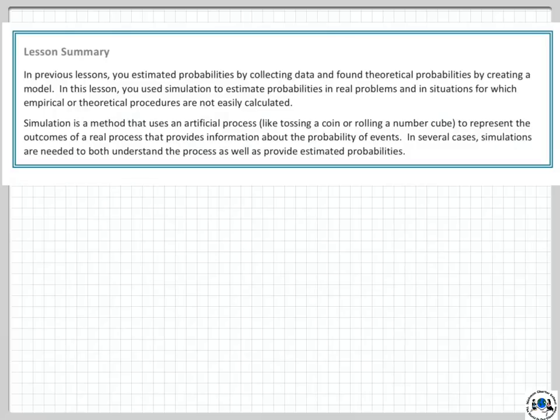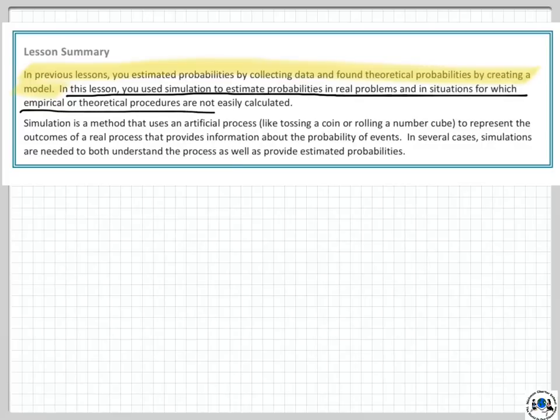Okay, so let's go ahead and close here. In previous lessons, you estimated probabilities by collecting data and found theoretical probabilities by creating a model. In this lesson, you used simulation to estimate probabilities in real problems, and in situations for which empirical and theoretical procedures are not easily calculated. Well, it's not exactly what you did, but we did talk about this idea of simulation, which is really important. And we had to design simulations. We had to design how we are going to use a 6-sided cube to simulate hits or misses at a free throw line.